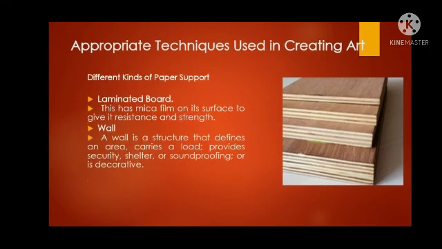Next, we have the laminated board. This has mica film on its surface to give it resistance and strength. Laminated board, for example, consists of thin layers of wood bonded together. Similarly, laminated fabric consists of two or more layers of cloth joined together with an adhesive, or a layer of fabric bonded to a plastic sheet, and it has also been used in artworks like painting.